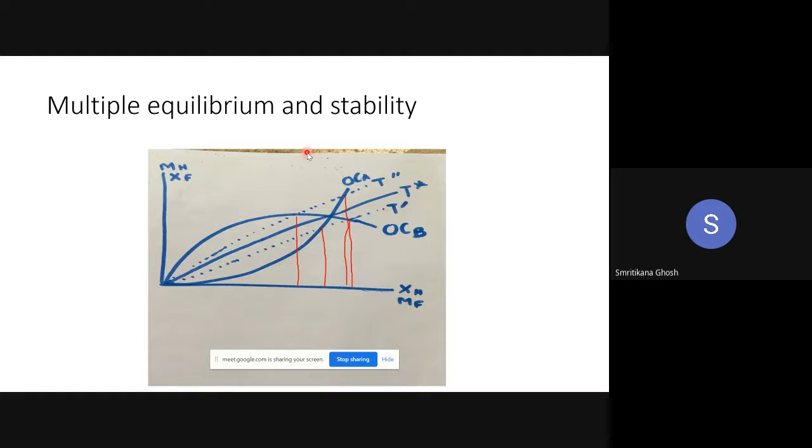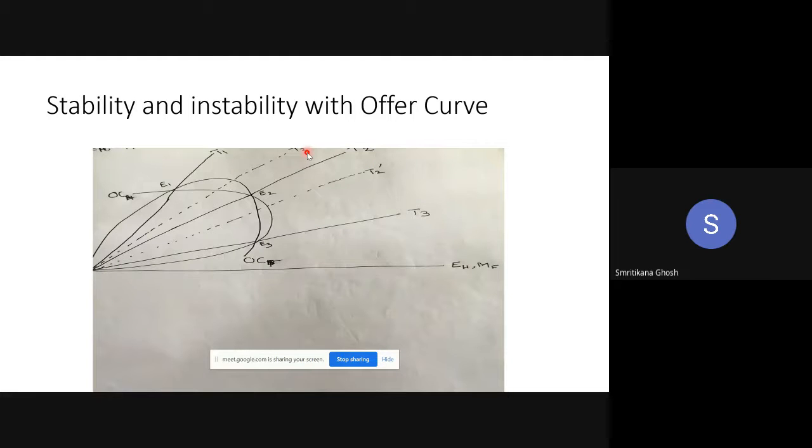Okay, now I am coming to another diagram. The diagram is very beautiful. Look at this diagram. You can find it in your textbook. Maybe the notations are different, but this type of diagram is very common. Now look, what is the speciality? Here, both offer curves are backward bending. This is the offer curve of the home country, which is backward bending.